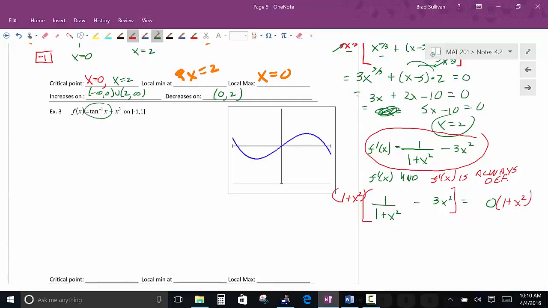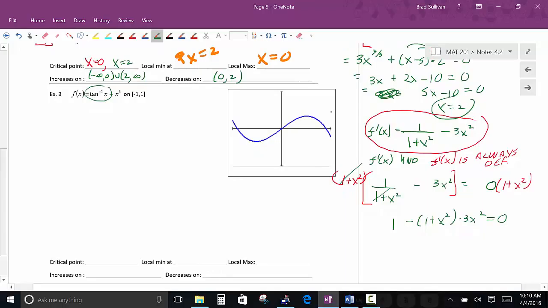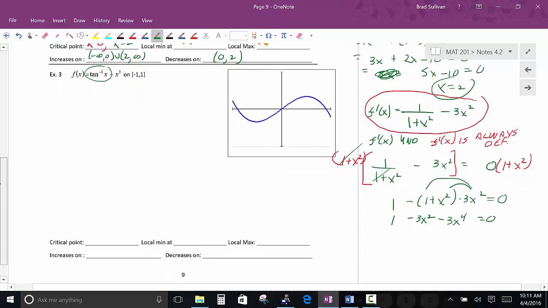What we're going to get when we do this is that it cancels out, leaving 1. Then you distribute to get 1 plus x squared times 3x squared equals 0. It looks like we got an equation that maybe we can solve from there. Again, this cancels, but then you're doing a distributive property, so you have 3x squared times 1 plus x squared. Let's multiply this out carefully: we're going to have 1 minus 3x squared minus 3x to the 4th is equal to 0.